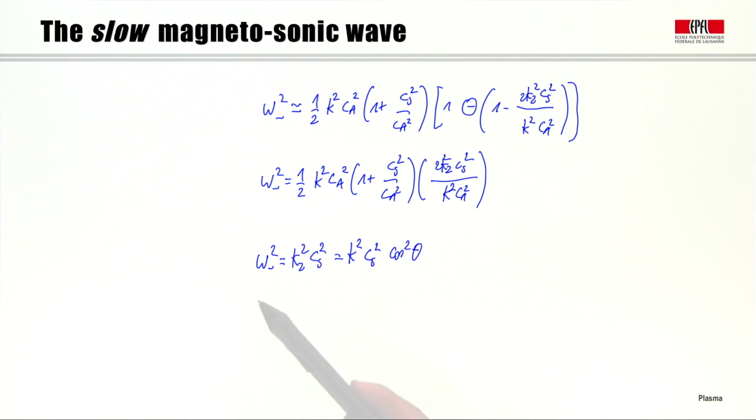So what we end up with is omega minus squared equals kz squared Cs squared, and this is why we call this wave the slow wave, because the phase velocity is Cs, that is much smaller than Ca. The wave frequency depends on the sound speed and the angle between the k vector and the equilibrium magnetic field. So we call this the slow magnetosonic wave, a sound wave that exists in the presence of a magnetic field.